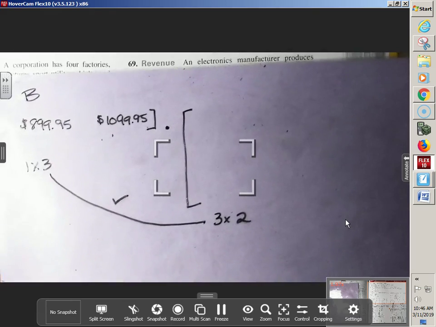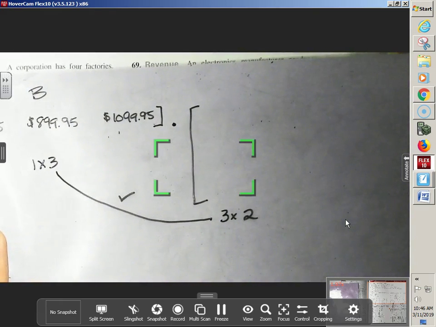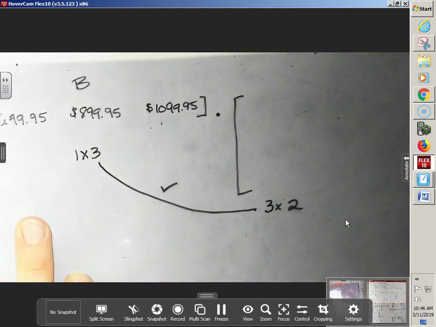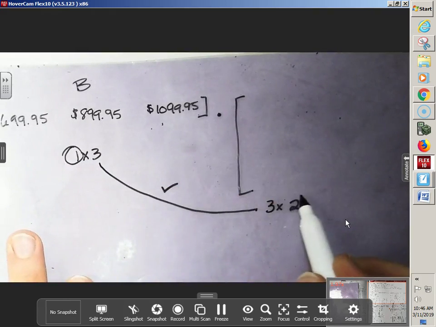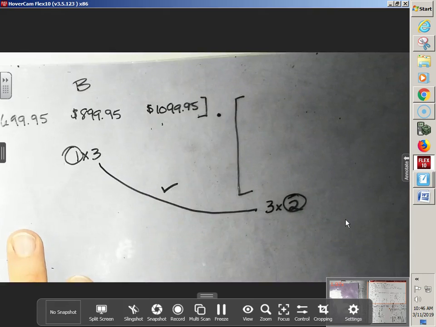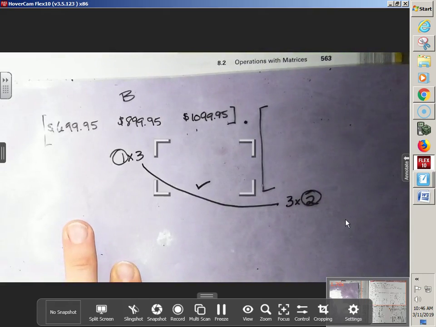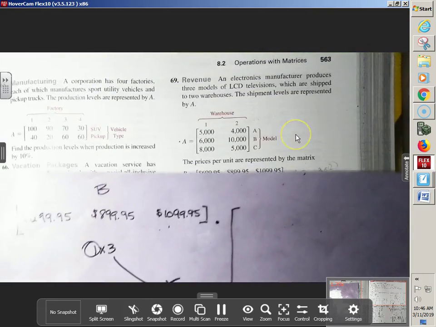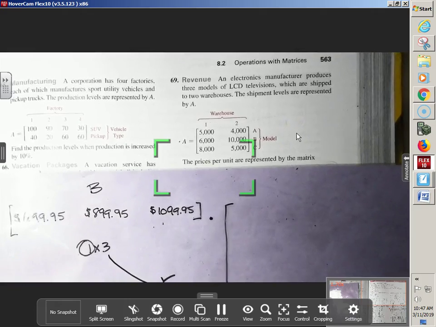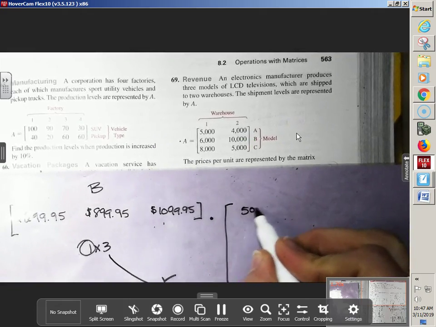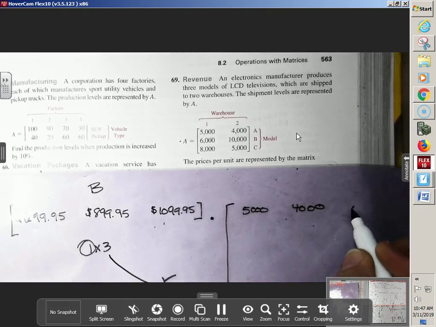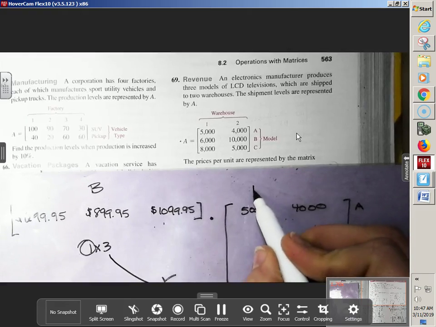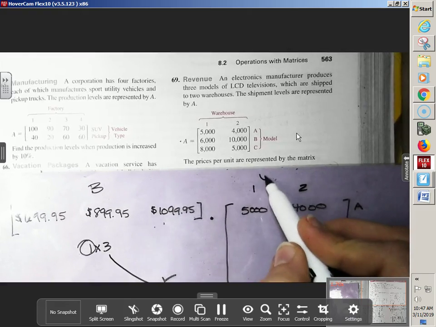Okay, so I have my 1 by 3, I have my 3 by 2, and it's totally legal because those insides match. And what will be the size of the result? 1 by 2. Okay, it's a 1 by 2. So I have my prices. Oh, I need to go ahead and grab my 5,000 TVs and 4,000 TVs, and they said this was model A. I wonder if that's the cheaper model or the more expensive model. I guess we'll figure that out in a second. That's warehouse 1 and 2.